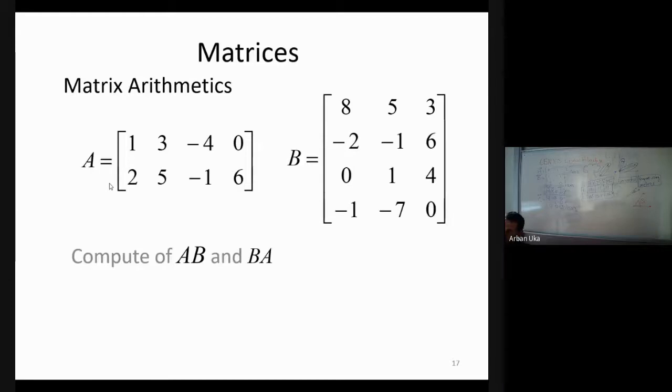Then we have also B times A. B times A means that we multiply a matrix which is 4 by 3 with a matrix which is 2 by 4. In this case, the multiplication of B times A is simply not defined at all, okay? But A times B, it is.